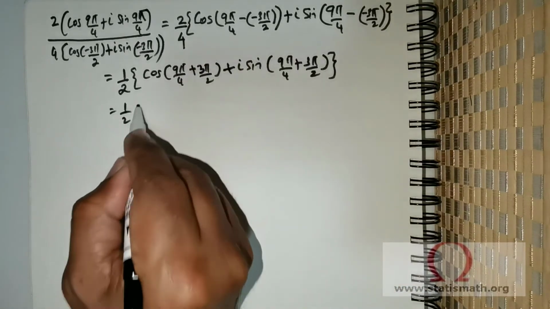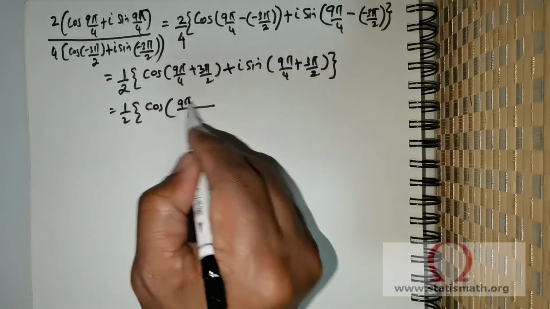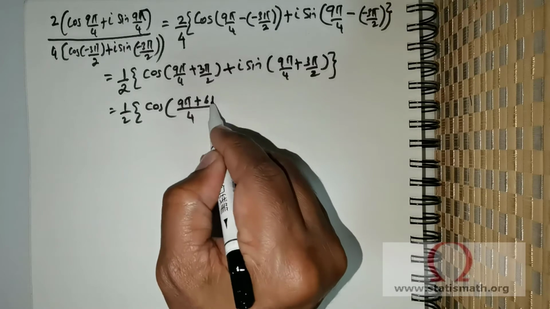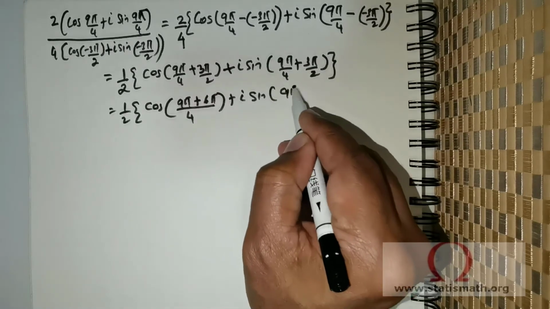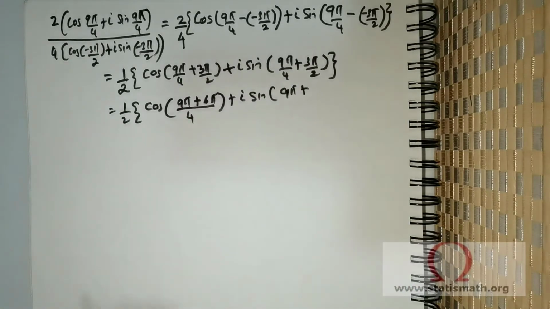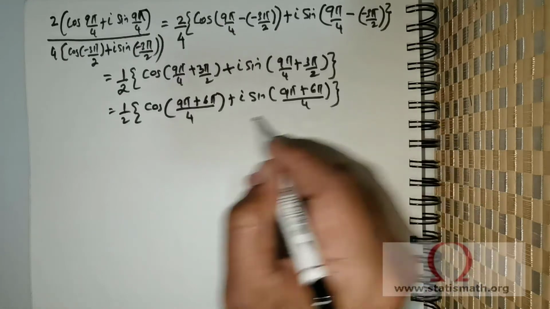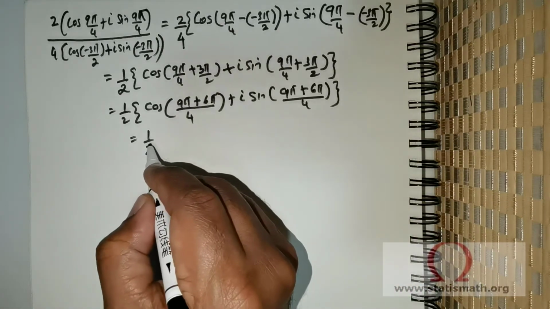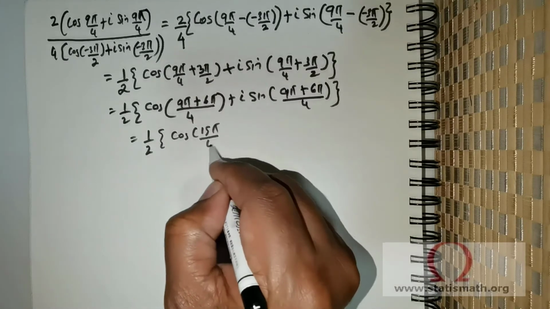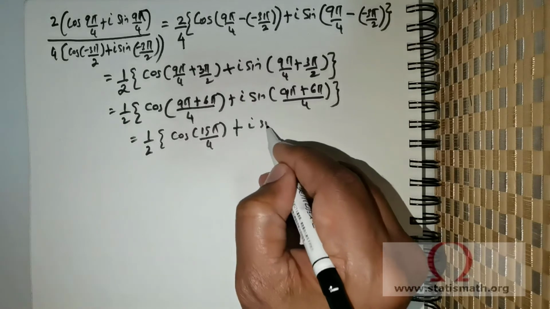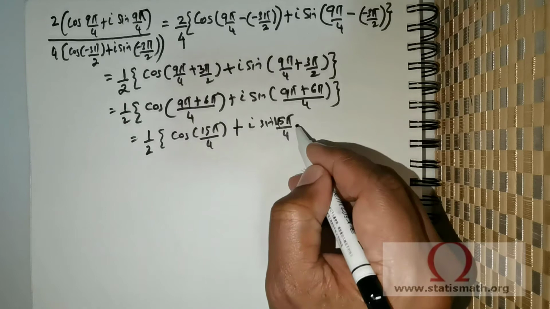Now this can be further rewritten as cos of, I'm going to take 4 to be the LCM, that would give me 9 pi positive 6 pi, positive I times sine of, same thing, 9 pi positive 6 pi divided by 4. So this is what I'm getting. So this can be further rewritten as 1 over 2 times cos of 15 pi divided by 4 positive I times sine of 15 pi divided by 4.